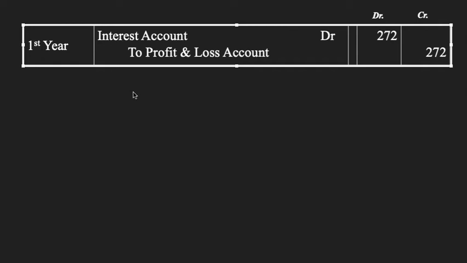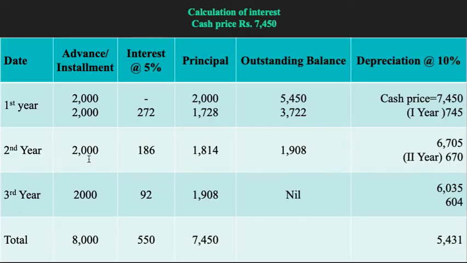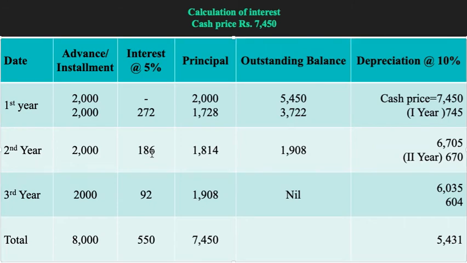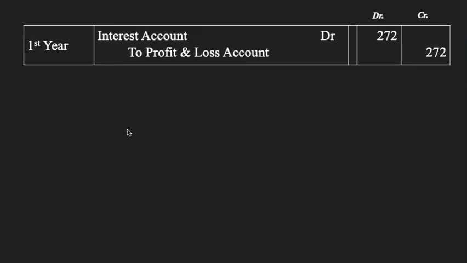The first transaction would be based on the installment paid. The first installment is already paid. Now it is the second installment, and the second installment is of how much amount? It is of 2000 rupees, right? Then we have again interest of 186 rupees, and then we have depreciation of 670 rupees. So we are going to make transactions for all these, right?